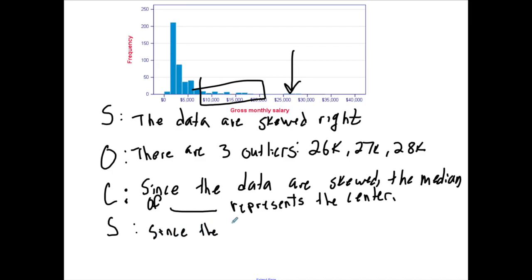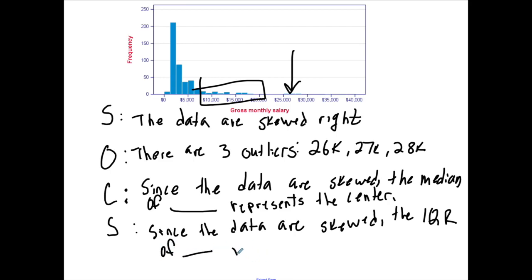Spread. Since the data are skewed, and again, we can't really figure this out very easily based on these big bars, but we'd use the IQR. The IQR, of whatever it ends up being, represents the spread. Okay, so for me, it's really important when you do center and spread to have those full sentences and to really justify your work at every single step.